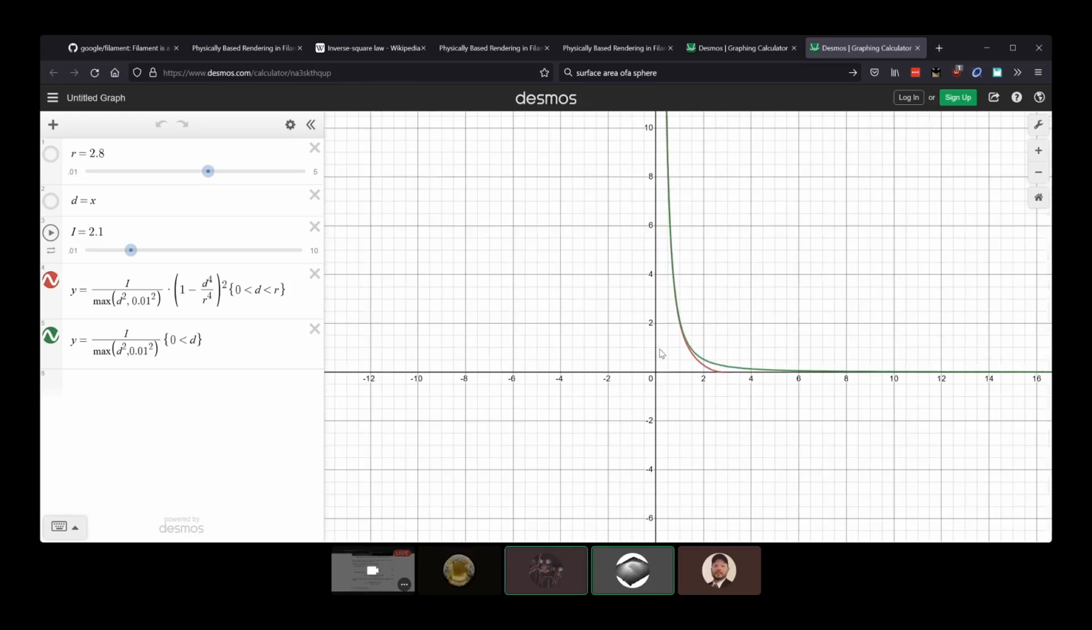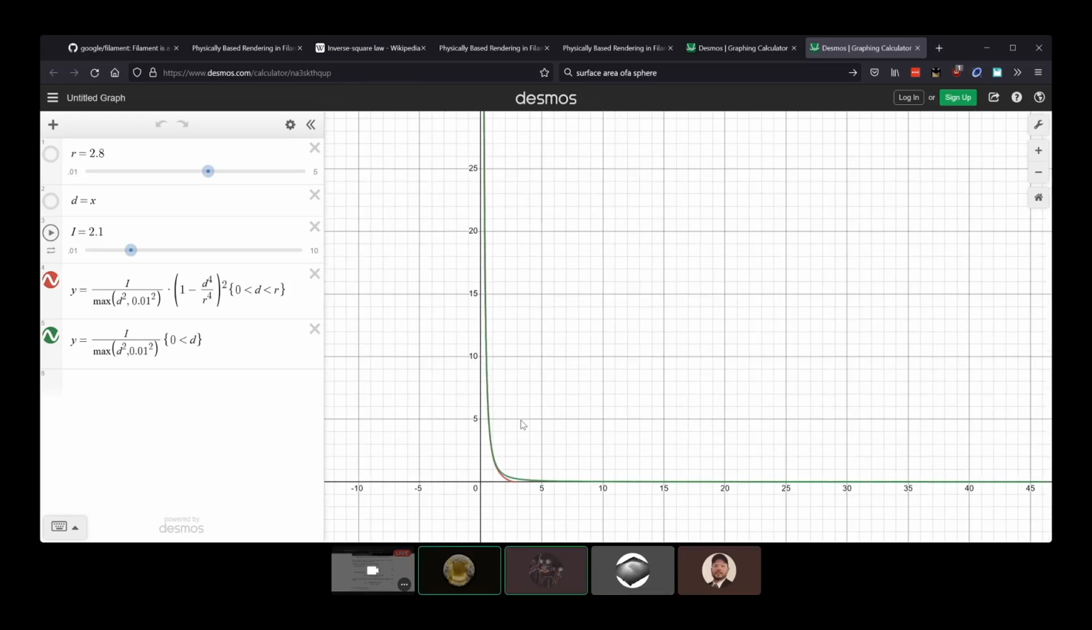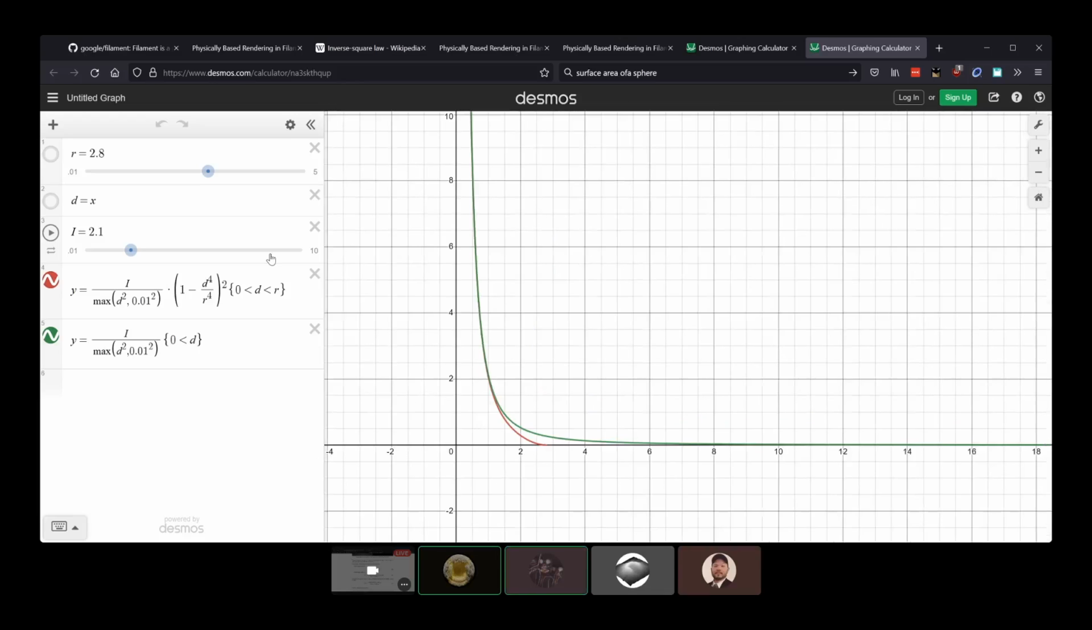Okay, what am I looking at here? The new graph just compares it: the green line is if you don't have the extra attenuation factor. So you can see it goes on forever. It's just asymptotic. It doesn't actually reach 0.